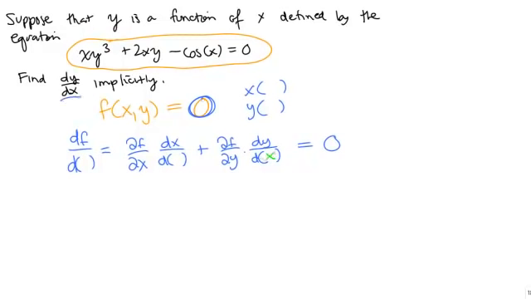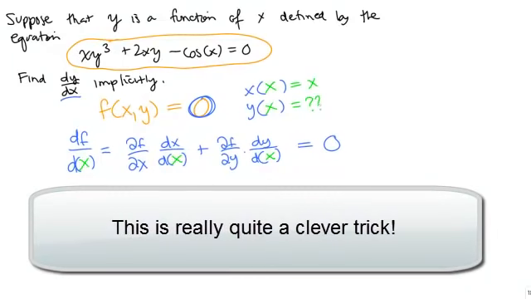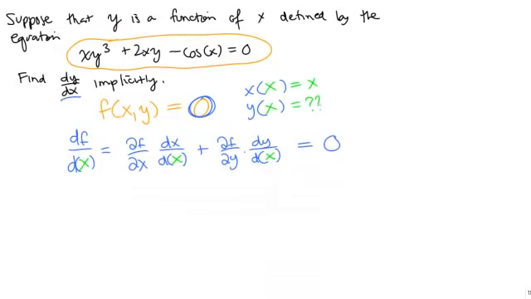So if I stuck x's in here, x is obviously a function of x, it's itself, and y is a function of x. That's the whole point of the problem. It's an unknown function of x. And so the multivariable chain rule says that del f del x dx dx plus del f del y dy dx is equal to 0. Well, let's fill in the blanks here.